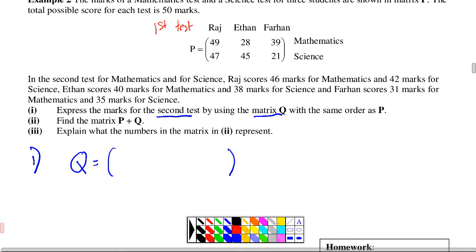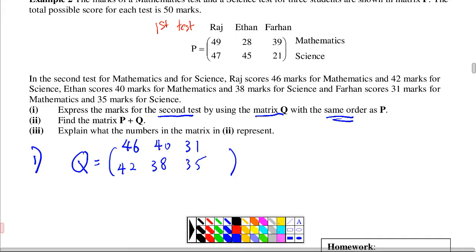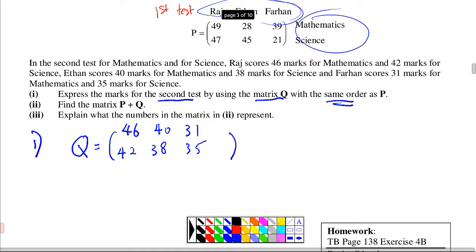What will you write at Q? Come on, faster. Check. Is it correct? Okay, so in the same order, right? Same order means you must follow the structure. Okay, next. Find matrix P plus Q.